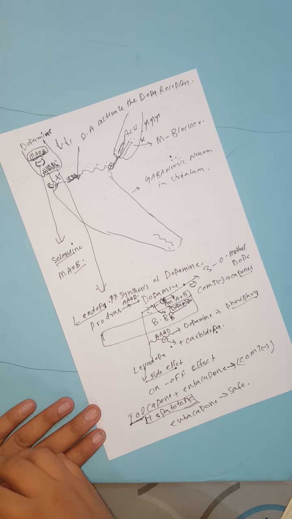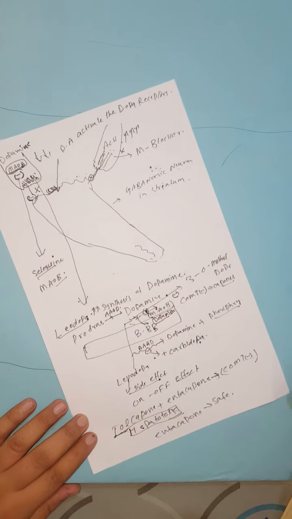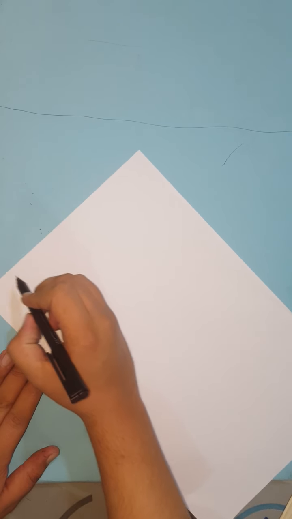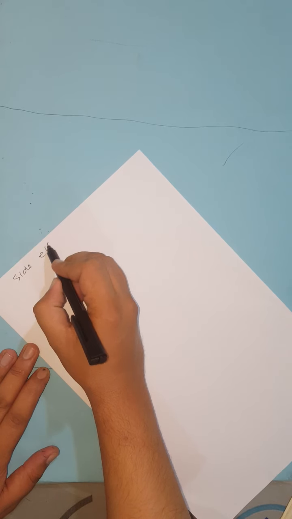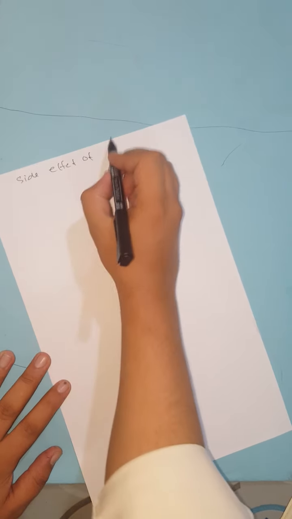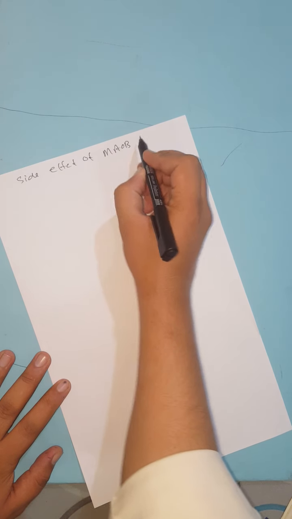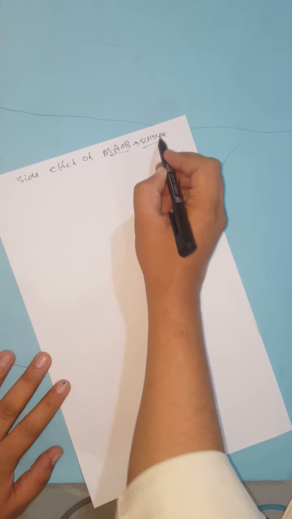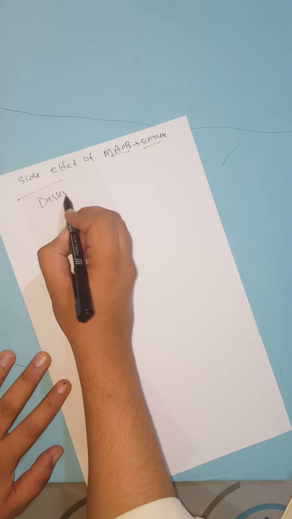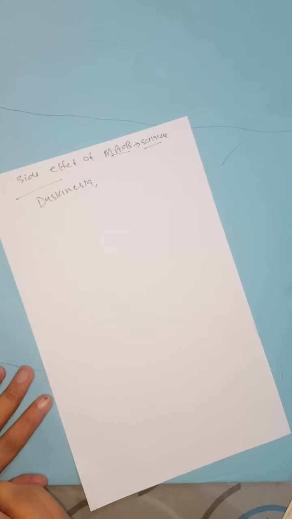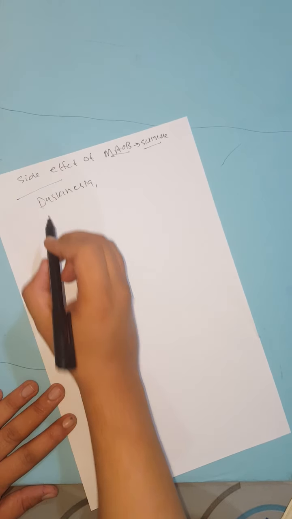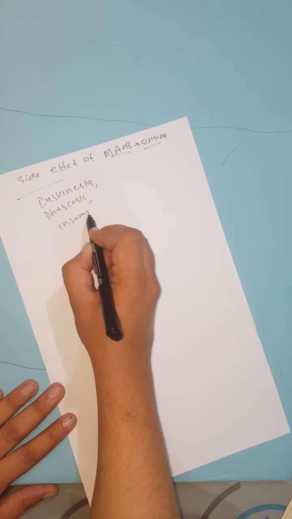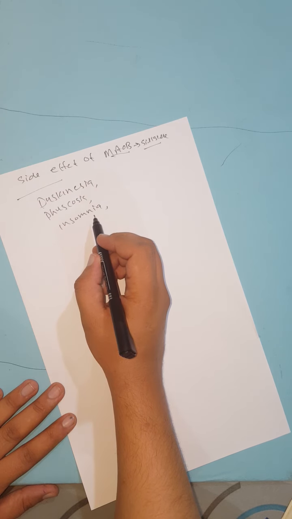The side effects of MAO-B inhibitors, that is selegiline, are dyskinesia, psychosis, and insomnia. Insomnia occurs also.